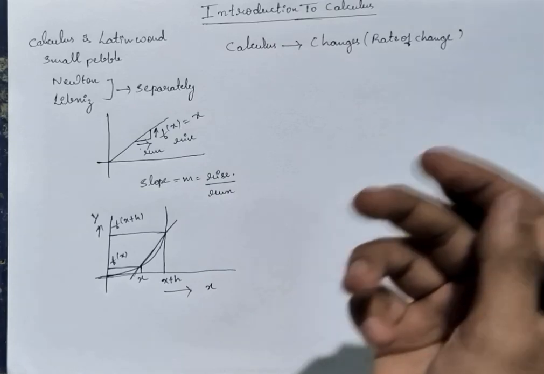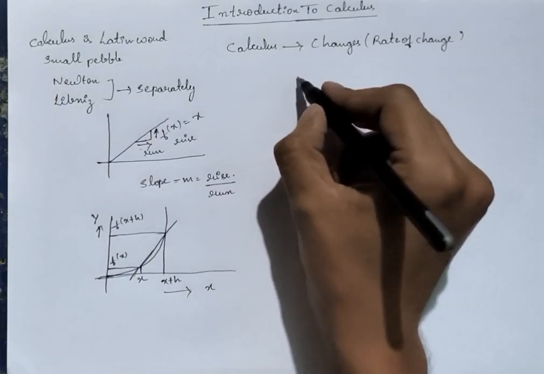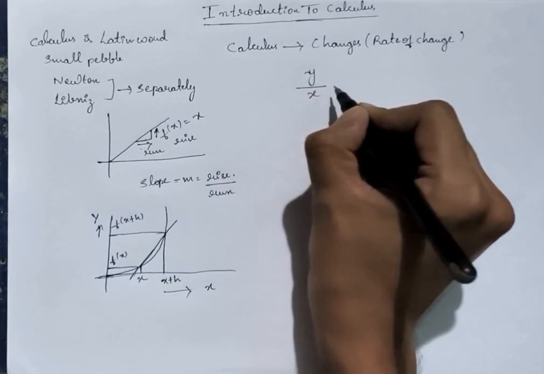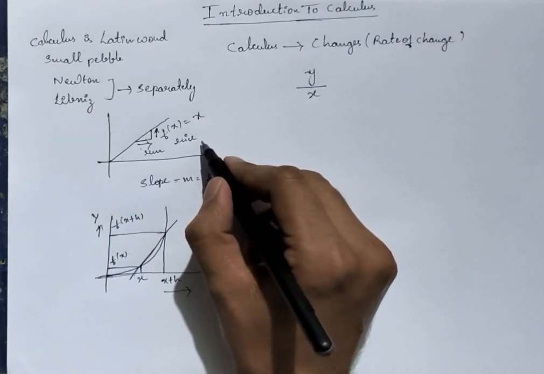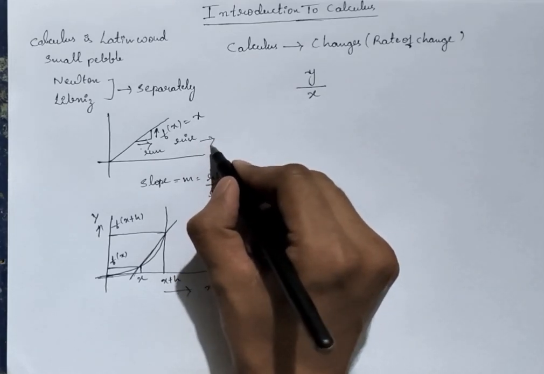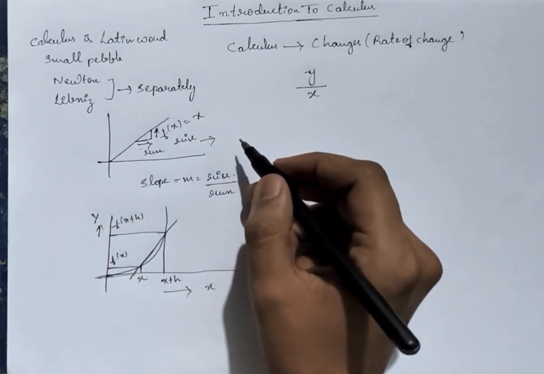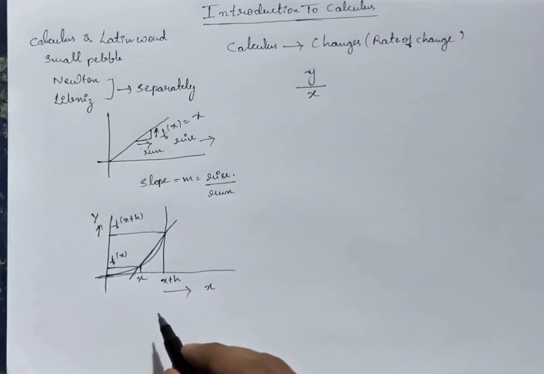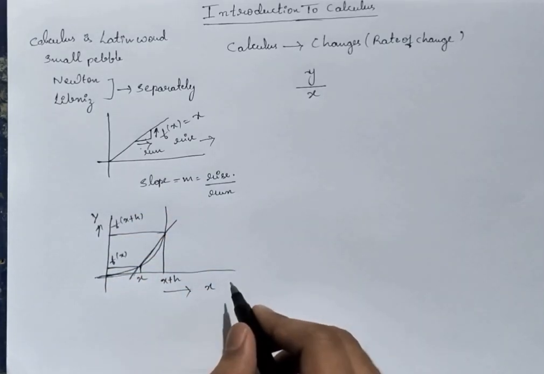So what type of rate of change? Rate of change of one variable with respect to another variable, like rate of change of y with respect to x. So consider the slope in a graph like this. In this graph, finding the slope is very easy. It is just rise over run. Obviously it is easy, but finding the slope in this graph is a tough task.